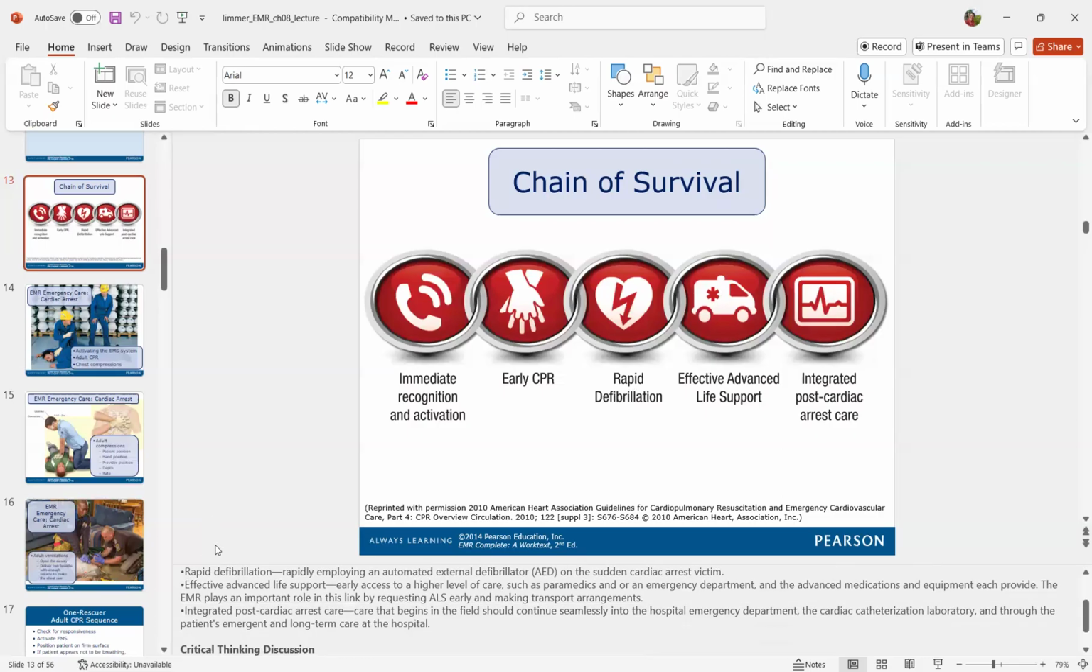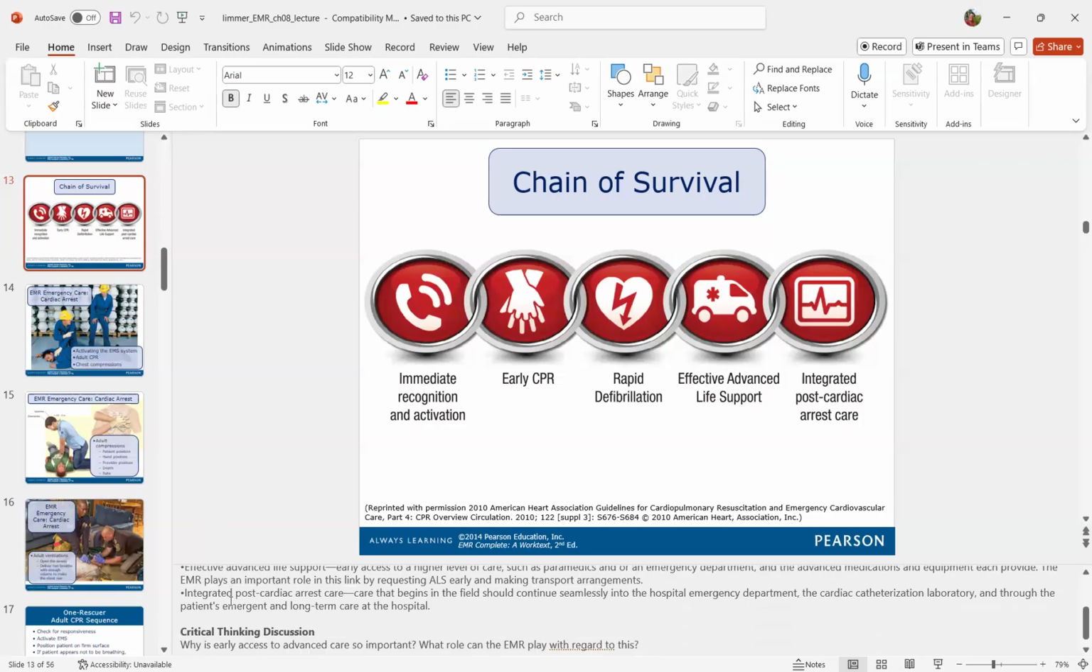And we can play a role in that, just getting ALS en route to the scene early. And then integrated post-cardiac arrest care. This is care that begins in the field that should continue seamlessly into the hospital emergency department, the cath labs, and through the patient's emergent and long-term care at the hospital. So getting these patients to a trauma center, cardiac unit, cath lab.